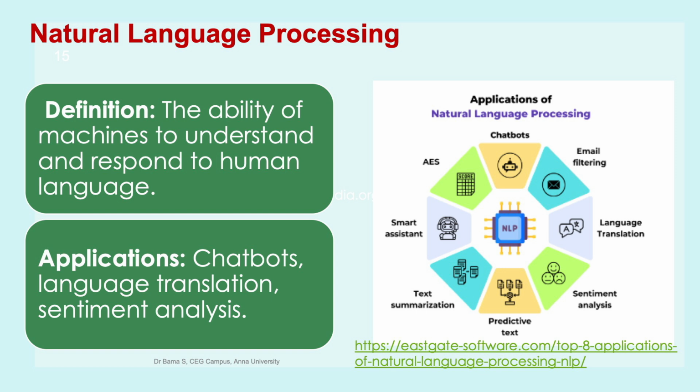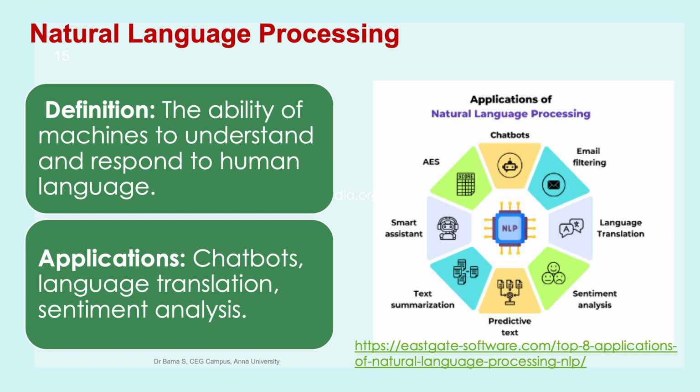The applications of it would be the chatbot or email filtering. Email filtering is, okay, if an email comes, can it be automatically sorted according to some categories. Or language translation, sentiment analysis, emotion recognition, or smart assistants. All these are examples of natural language processing.